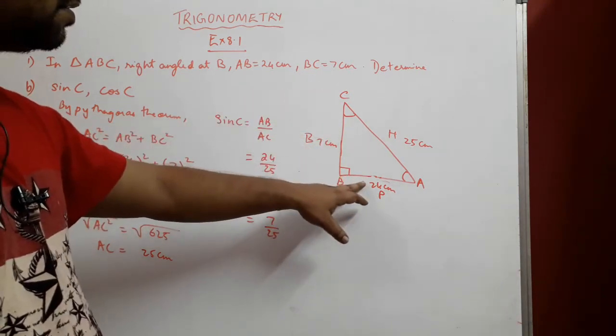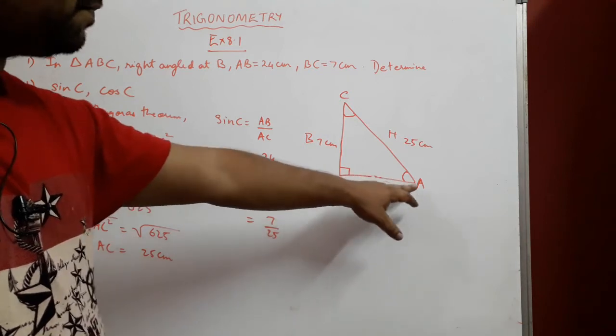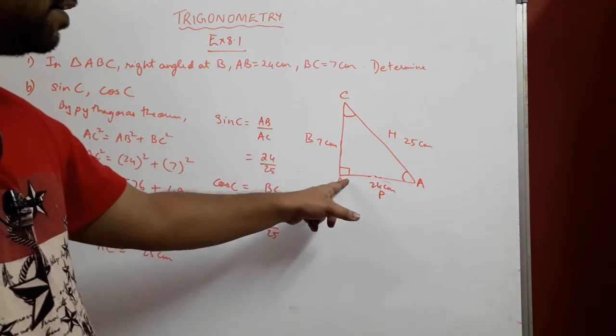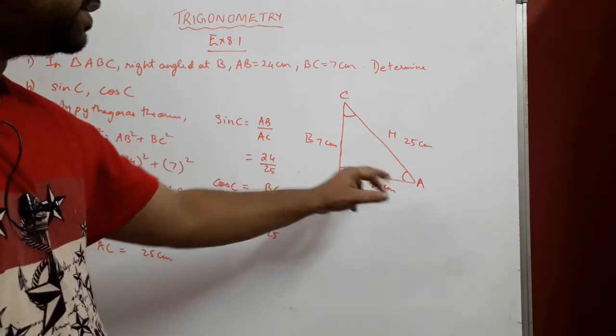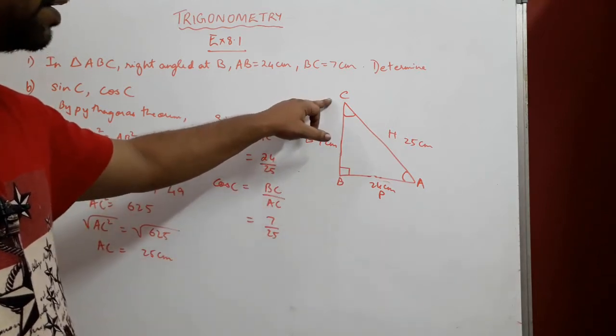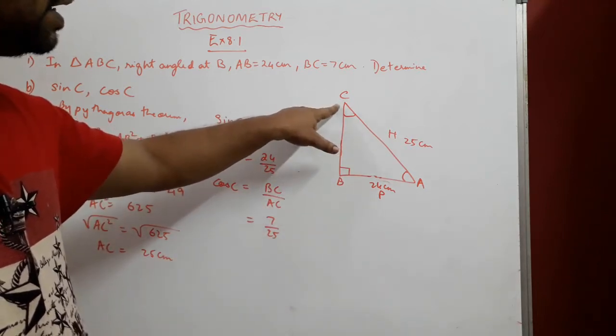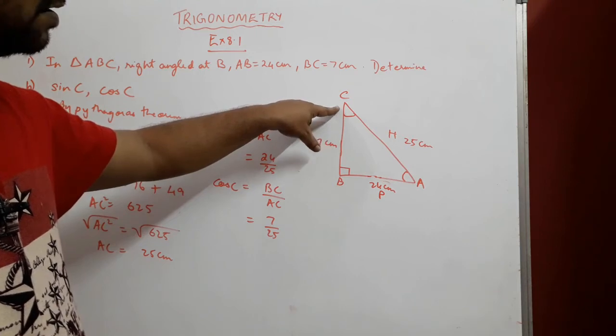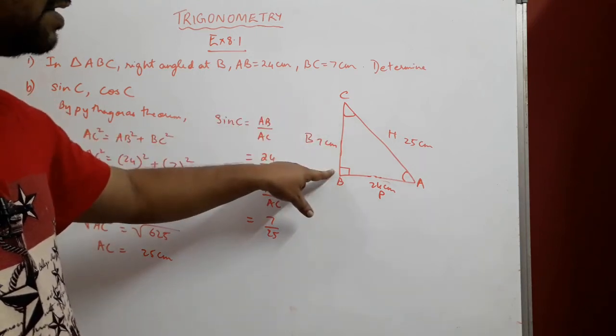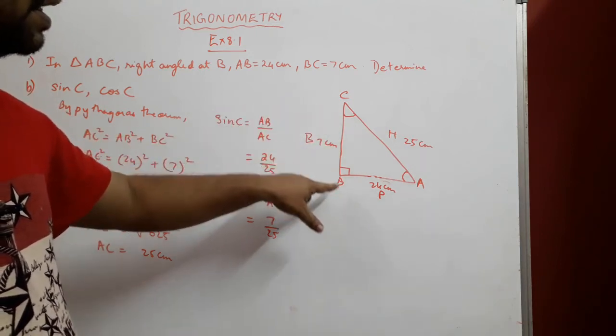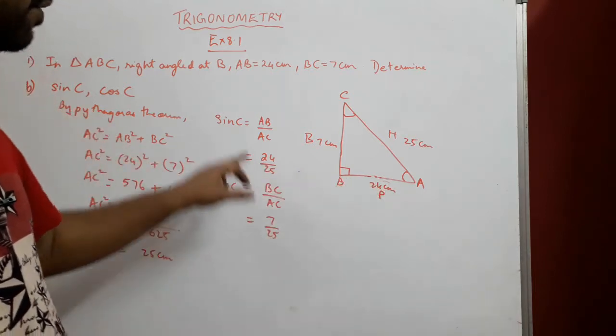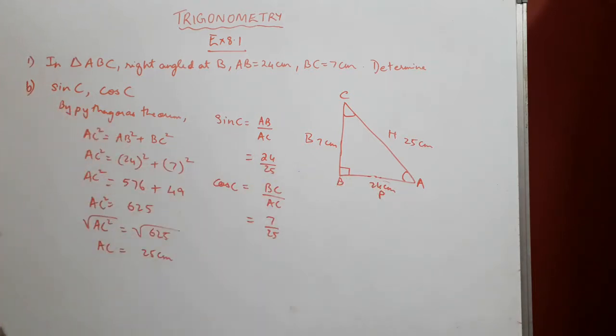Here when the angle was A, AB was our base and BC was our perpendicular. But now in this case, C is our angle, which makes BC as our base and AB as our perpendicular. Accordingly, the ratios change.